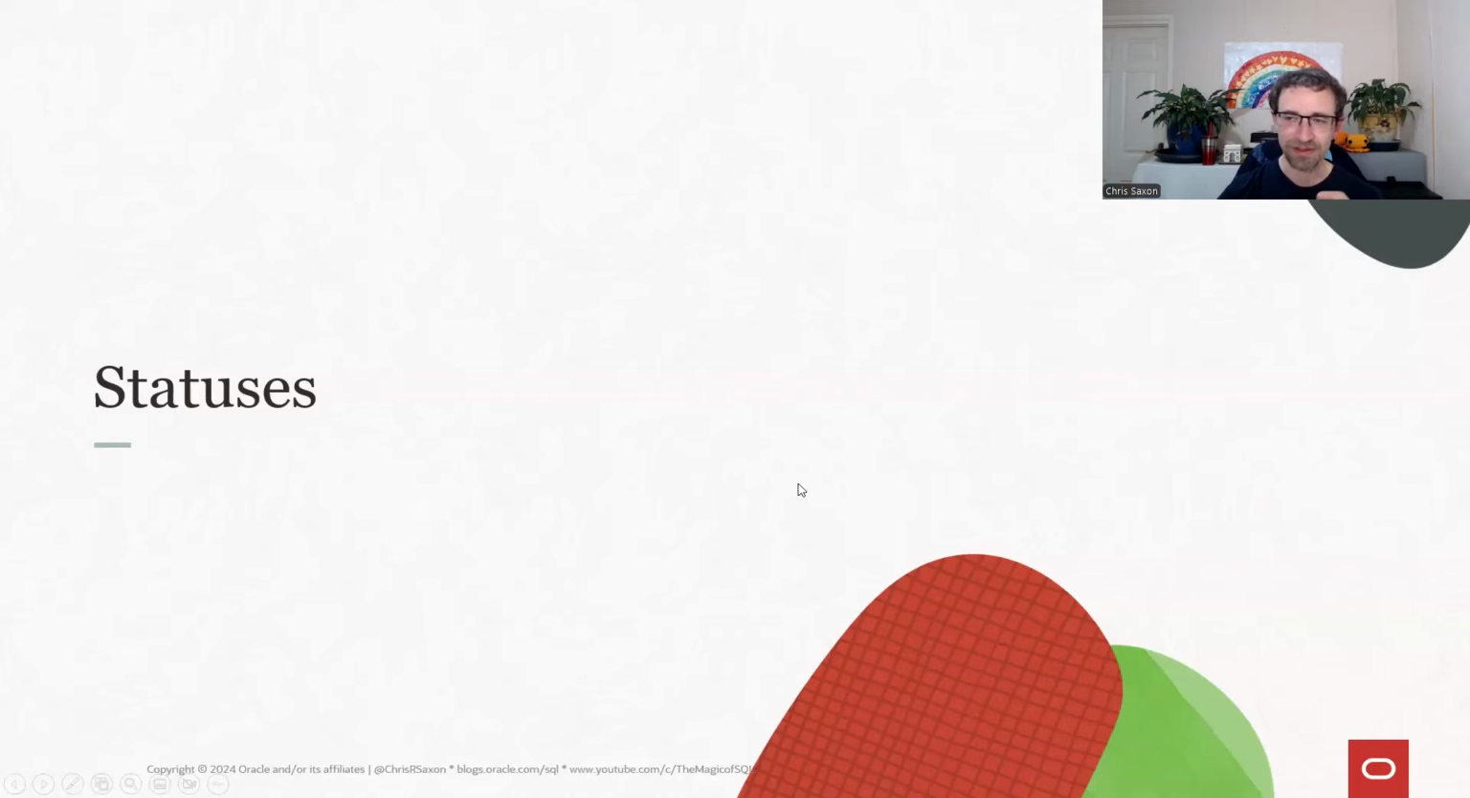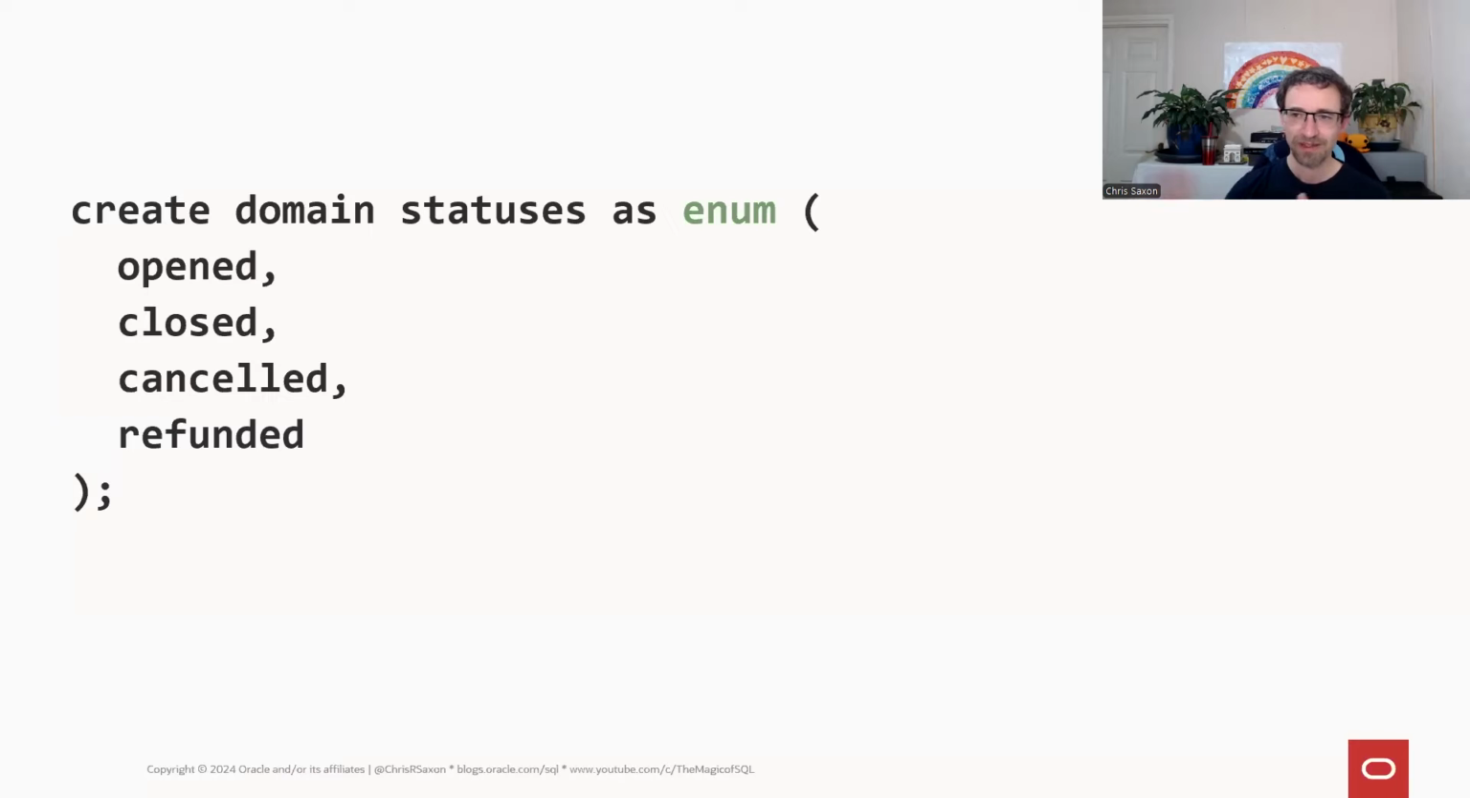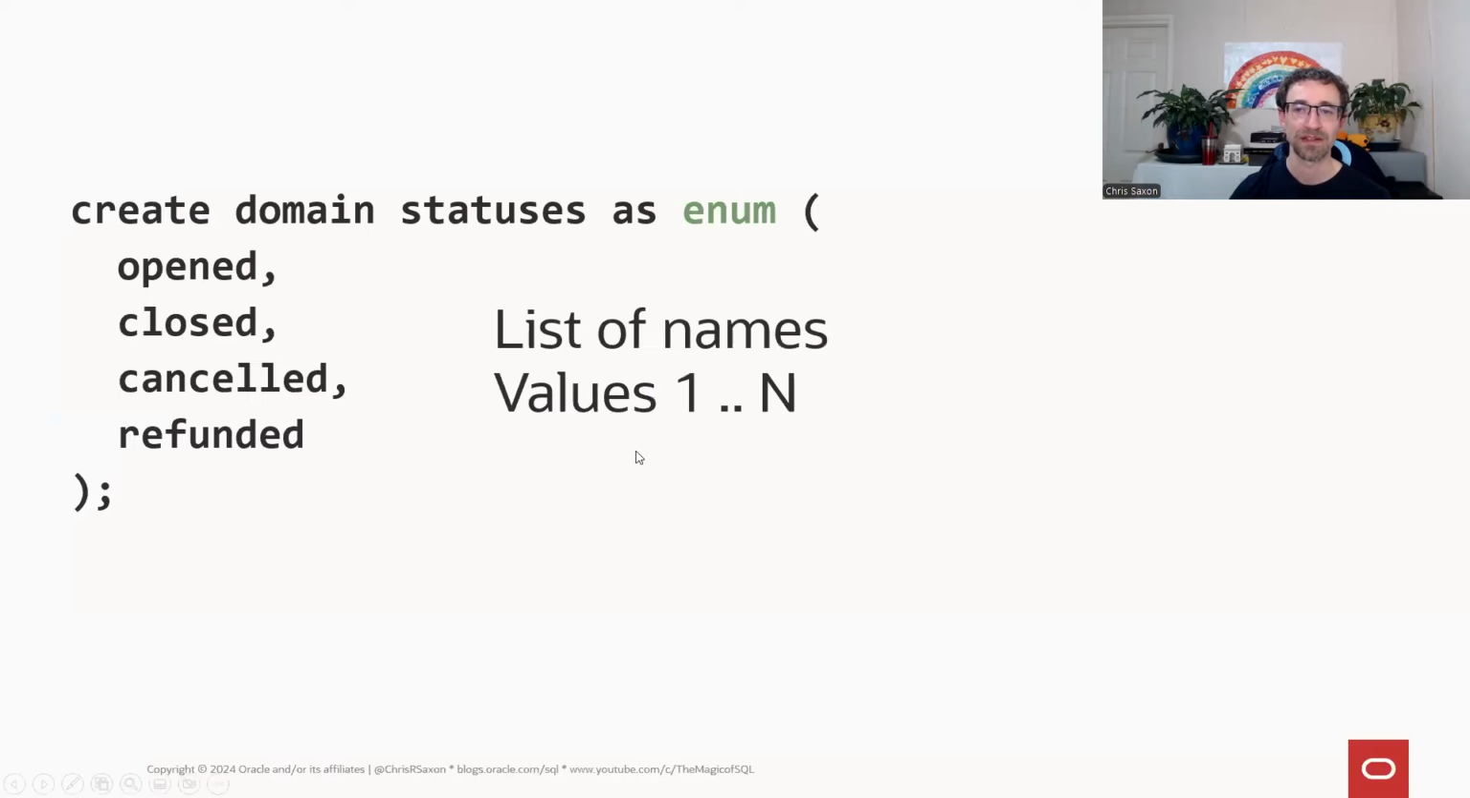This is something new in 23.4, the most recent release, 23ai. We've had the beta and the free release of 23 for a long time. Enums, or enumeration domains, have just been added. To create these, we give it a name, say it's an enum, and then we have a list of names. These are the names for the domain, and they have the values 1 to n by default. So the first one, opened, has the value 1, second 2, 3, 4, down to refunded, and so on. So that is our list of values.